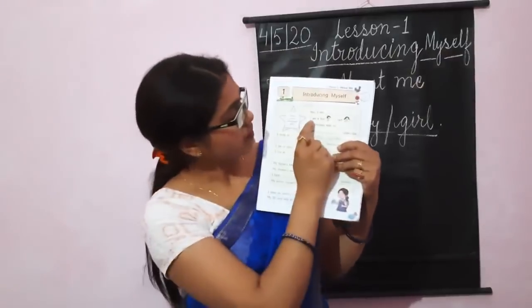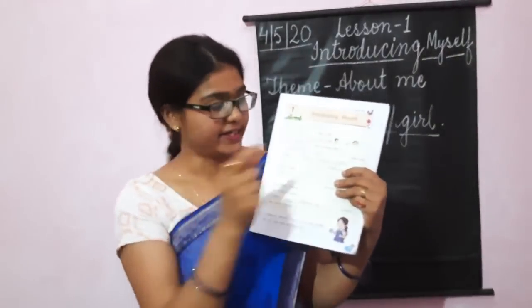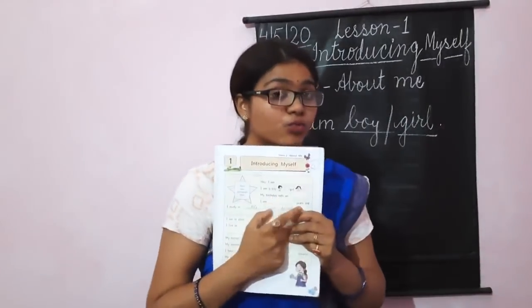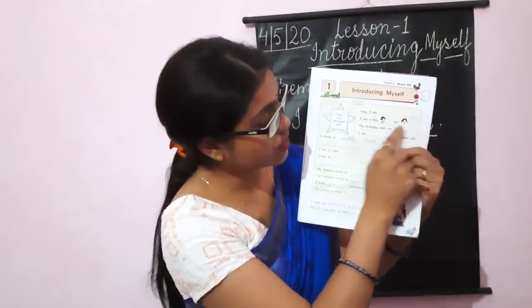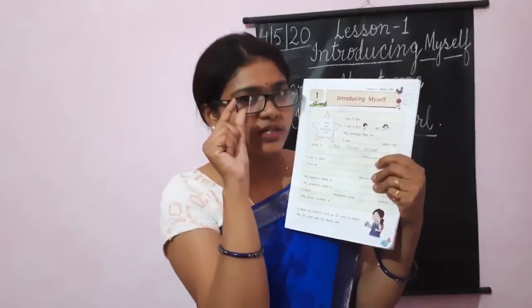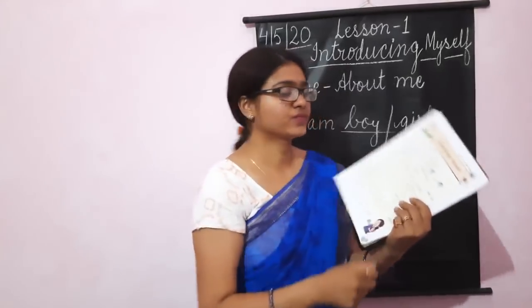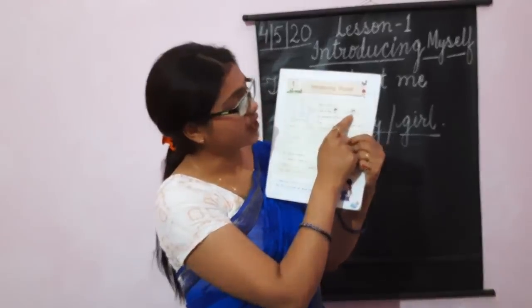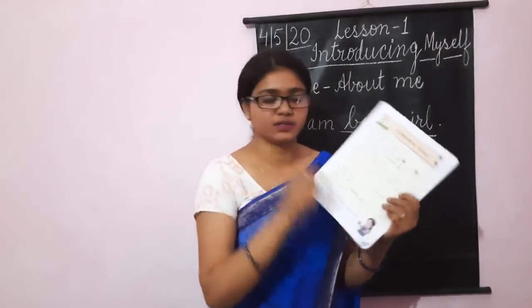See, after the first line, the second line is written "I am a boy or girl," and two boxes are also given. See, the first box and the second box. In the first box, one small boy symbol is there, you can see. If you are a boy, you will tick on the boy. If you are a girl, you will tick in this box, "I'm a girl."